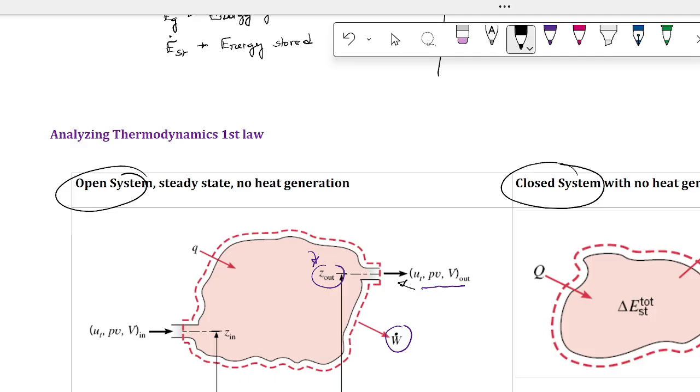The other assumption you can make is that energy generation is zero, like there is no chemical reaction or nothing happening. Energy generation will go away. So you have only these two terms for an open system most of the time. What are those? Energy in and energy out, right? So let's focus on that.